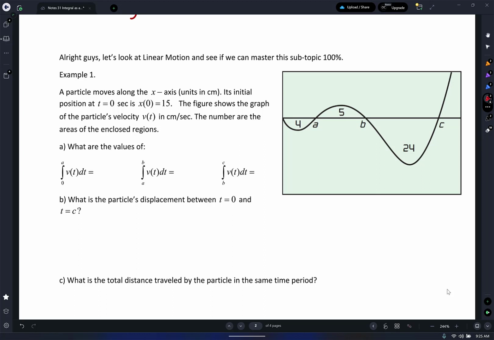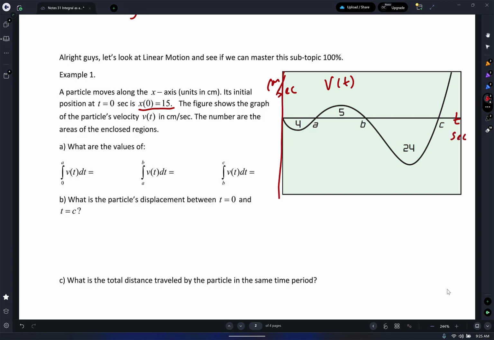Example 1. A particle moves along the x-axis, units in centimeters per second. Its initial position at t equals 0 seconds is 15. So I'm at position 15. The figure shows the graph of the particle's velocity, v of t, in centimeters per second. So I'm going to write v of t here. The y-axis is in centimeters per second, and the t-axis is in seconds.